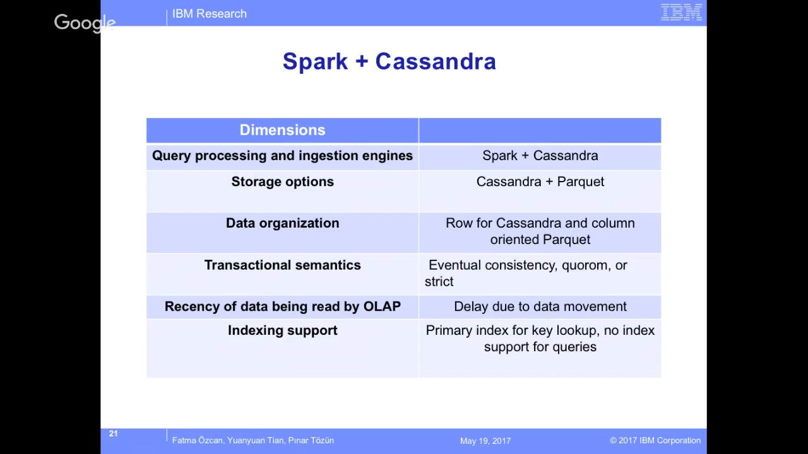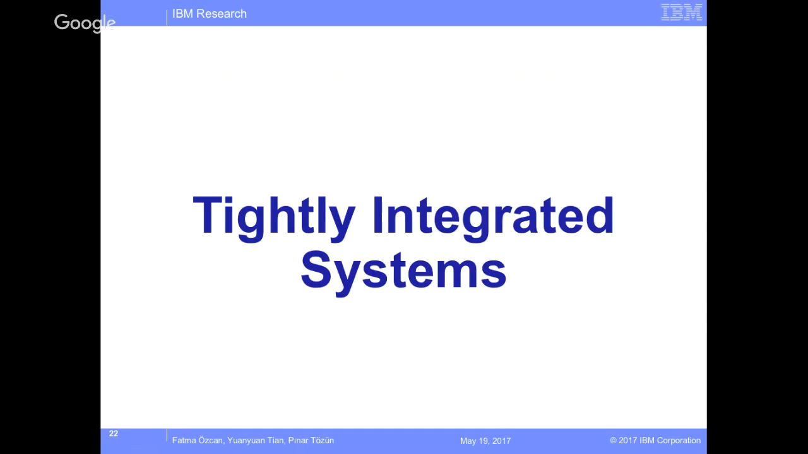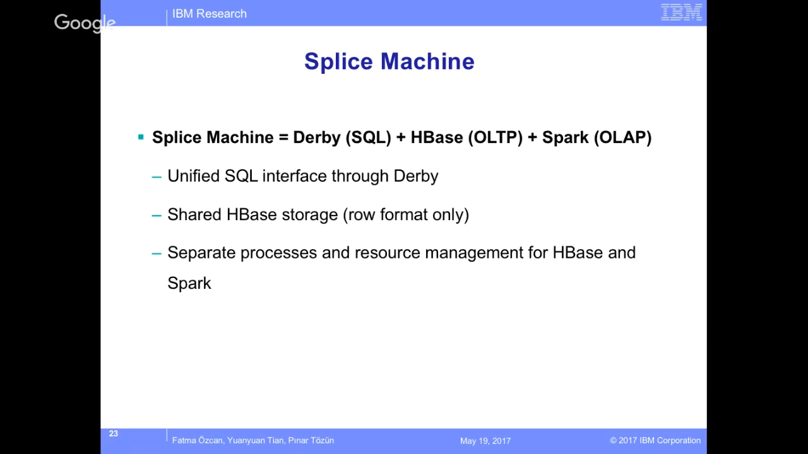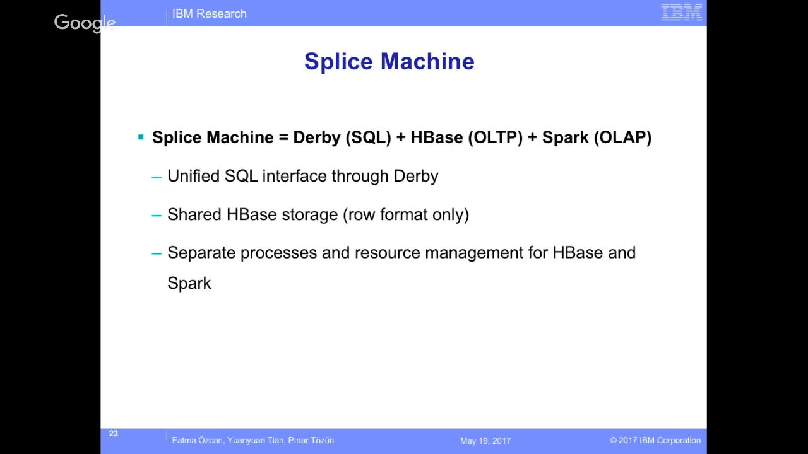Okay. All right. So now we start to look at the second category, which is tightly integrated systems. Here we still use separate engines for OLAP and OLTP, but they are more tightly integrated, and I will show you why. Splice Machine is a system that sits between the loosely integrated and tightly integrated. It provides HTAP through integrating Derby plus HBase plus Spark.